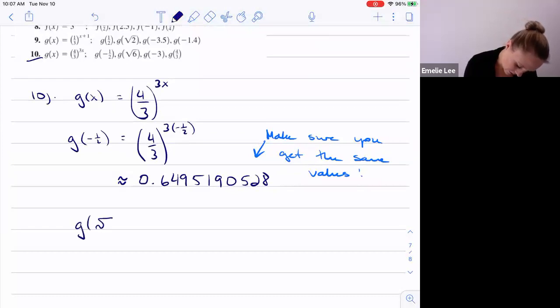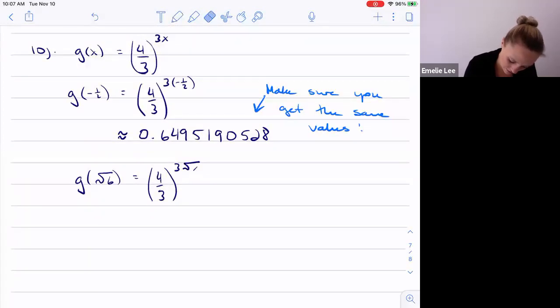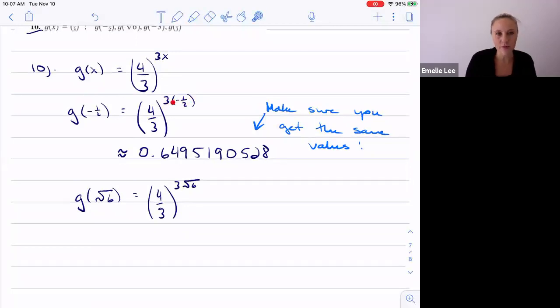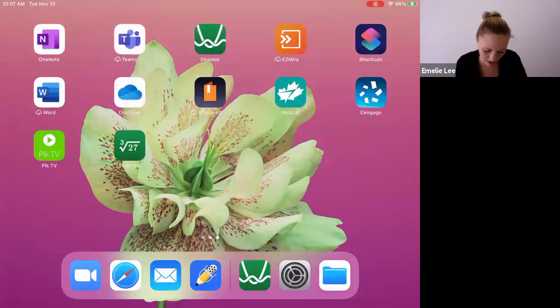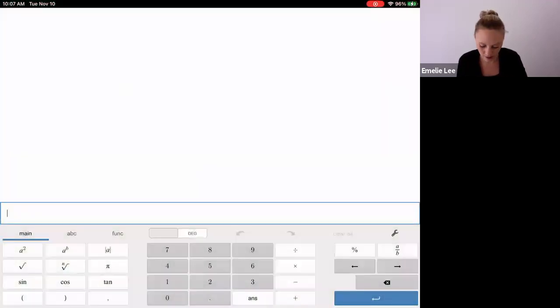What if we're doing g of root 6? So wherever you see an x, you're going to replace it with root 6. So you have 4/3 to the power of 3 root 6. Oops, 3 root x, root 6. Sometimes what's nice is you can simplify the power first before you plug it in. But what I'm going to do is I'm going to do bracket. And in fact, here, I guess I can use this Desmos calculator so you can see it instead. Maybe you're using this one. I don't know. I find it a little bit clunky, but it's okay.